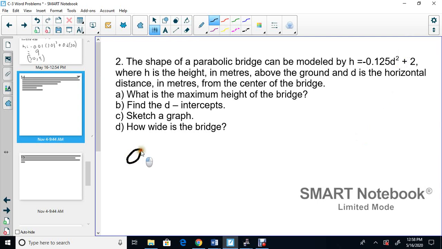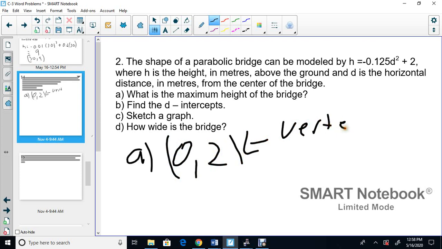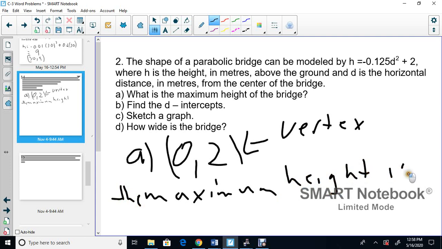So A, what is the maximum height? So I look at that. Oh, maximum height. Well, the vertex is 0, 2. That's my vertex. Just looking at it, it's 0 and 2. So if there's no middle term, it's 0, 2. So the maximum height is 2 meters. It's the number at the end for this one. So the maximum height is 2 meters.